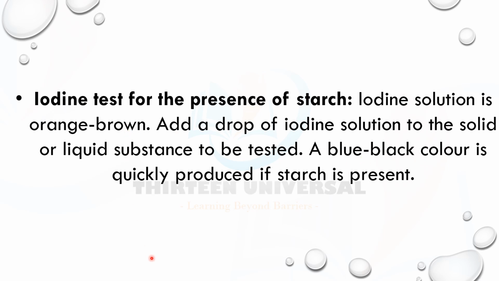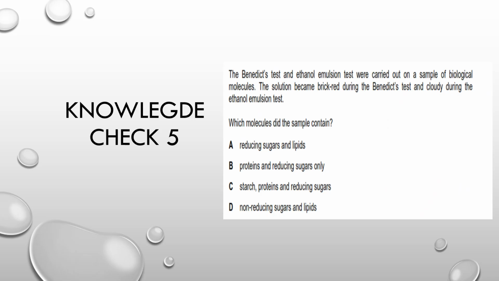So put a few drops of test solution on a white tile, and then on top of the drops, drop iodine and check the color change. If starch is present, iodine changes from orange brown to blue black. If not, it stays orange brown.